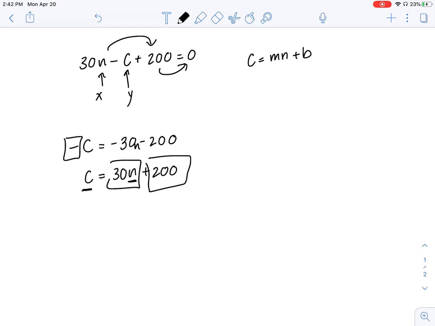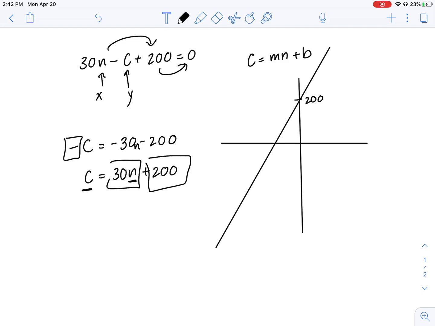And now we need to illustrate the relation graphically using pencil and paper or a graphing calculator. We're just going to draw it here. We know that the y-intercept is 200. Obviously, it's not to scale. And our slope is positive, large and positive, so it's going to be pretty steep since it's 30n and passes through the y-intercept. And I'm going to label it as c equals 30n plus 200.